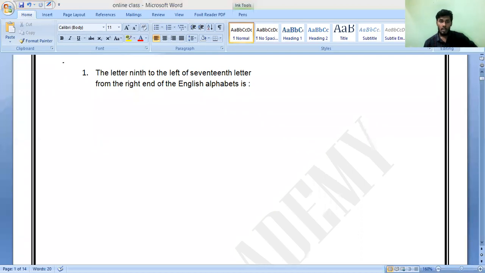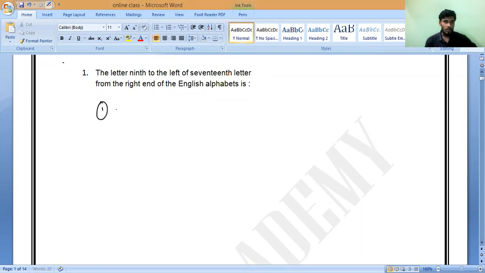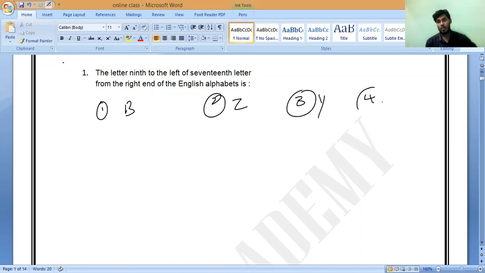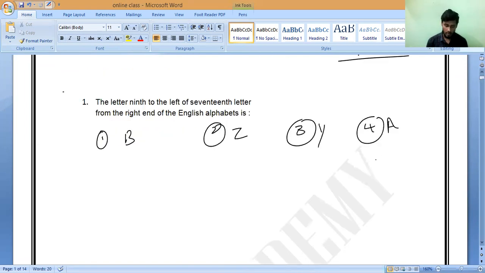So, options. First one, B, Z, Y, A. Option 1, B. Option 2, Z. Option 3, Y. And option 4, A. Try to understand the question and you will get the answer. The letter, first alphabets you write, all of you.